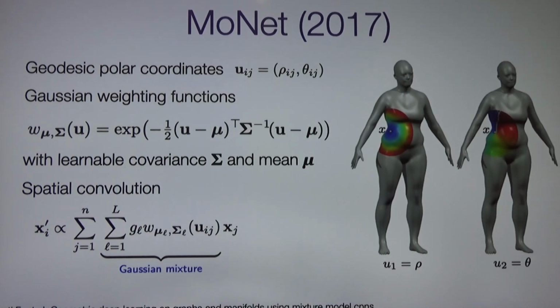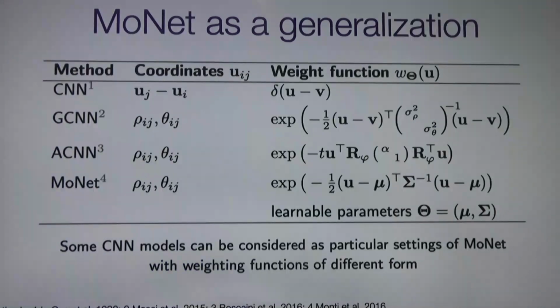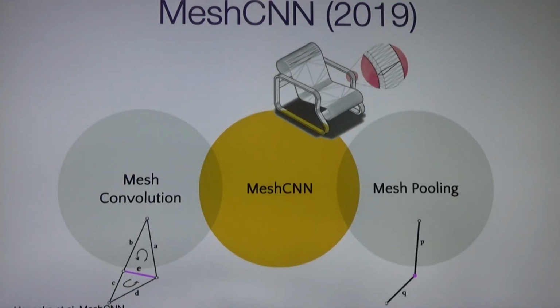You can also do this, maybe this answers your questions better. The geodesic polar coordinates. So you just define them directly on the mesh. Okay. And this is just one way of defining the spatial convolution, and another one is like this.